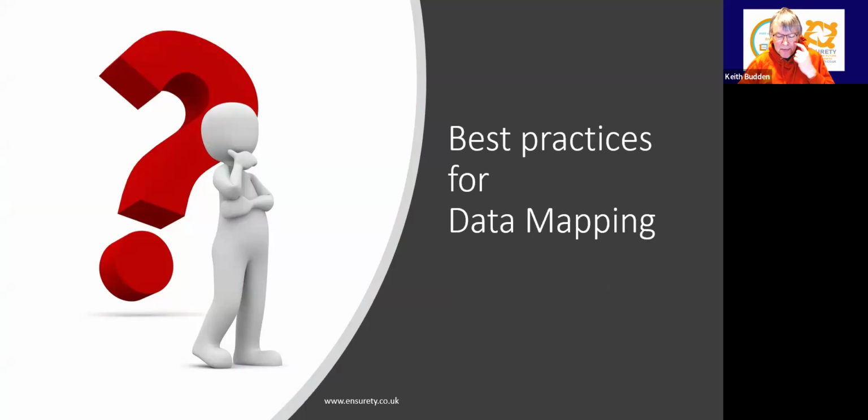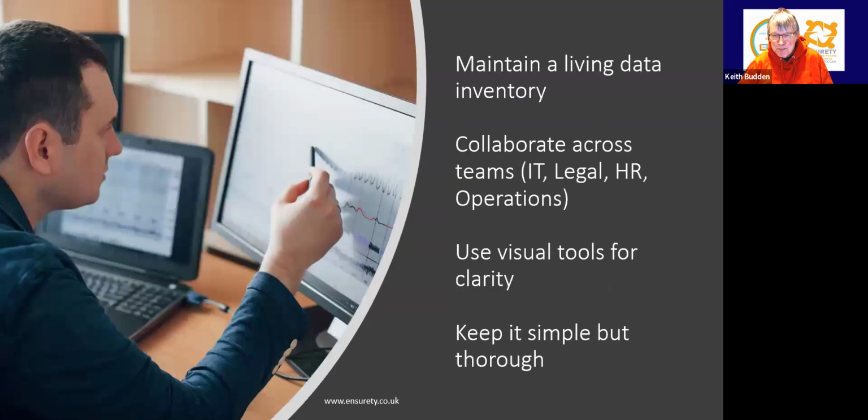So we talked about pitfalls. What about best practices then? As I said, maintain a living data inventory. Make sure that it's a living document. Collaborate across your teams. I personally always recommend using visual tools for clarity. I find a diagram really does, a picture speaks 1,000 words is the old saying. In terms of data mapping, a picture can speak 1,000,000 words. It makes it much easier for people to follow.